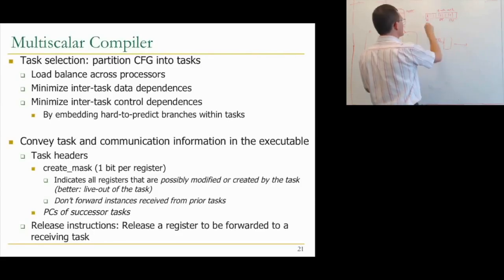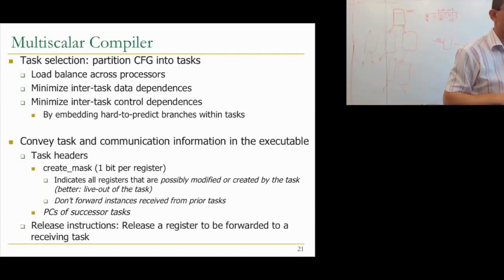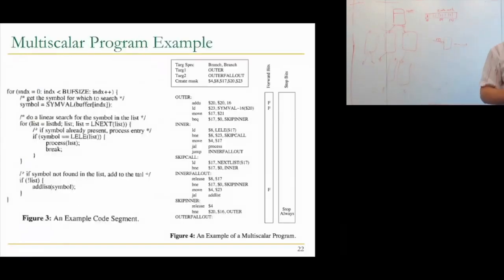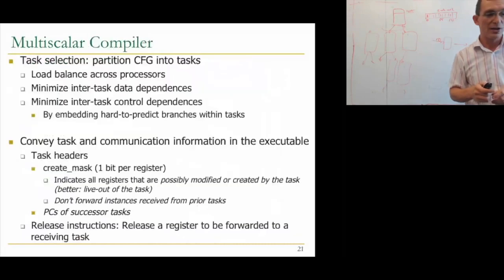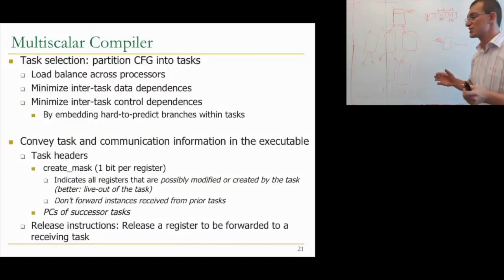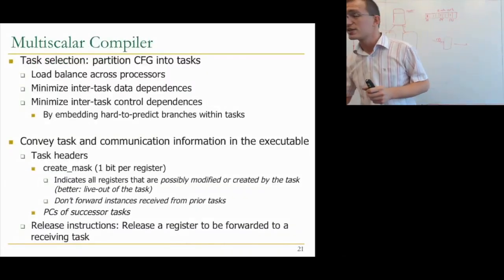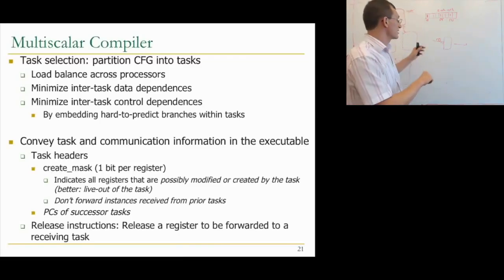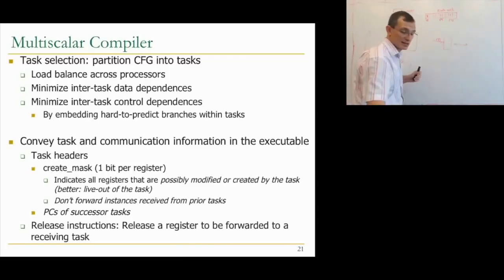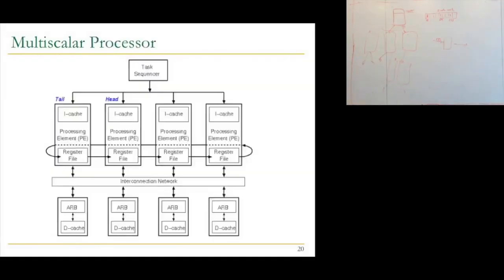This also ensures that when this task generates the value, it forwards it to the appropriate places, to other places that need it. There are also release instructions. The compiler also inserts release instructions, which release a register to be forwarded to a receiving task. Basically, we will talk about release instructions soon. The idea of a release instruction is whenever it's executed, the value it generates is put on this ring. Remember the ring? Let me go quickly to, yeah, there you go.